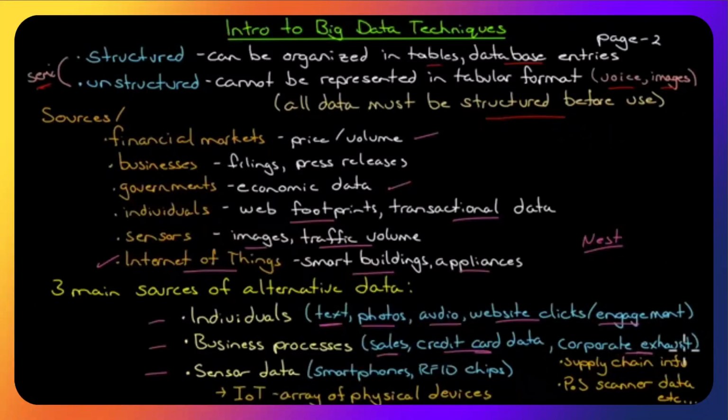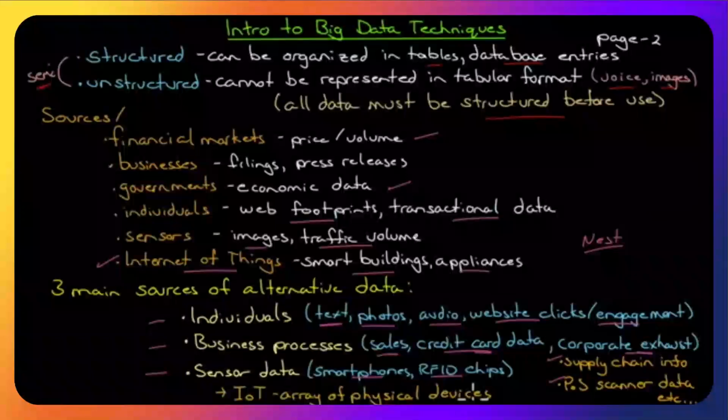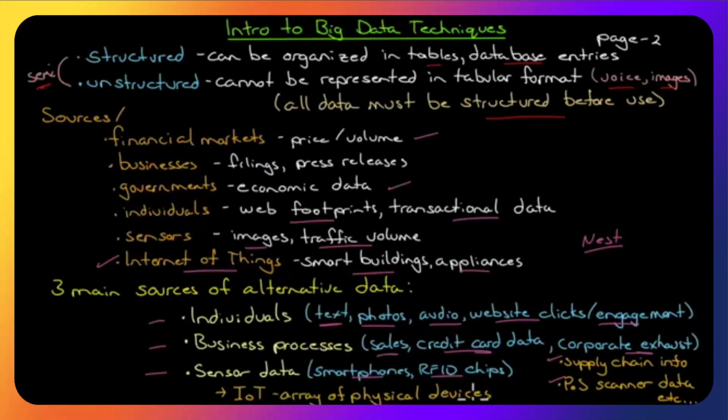This is just data that's generated in the natural course of a business doing what it does. So things like supply chain information, the volume of shipping that happens to be going on a particular route, for example. Point of sale scanner data, and the sensor data, smartphones, RFID chips, and this includes the IoT, the Internet of Things. This includes the array of physical devices that happen to be connected to the Internet. And more now, vehicles are being connected to the Internet, that you have a vehicle that is a connected device on your network.